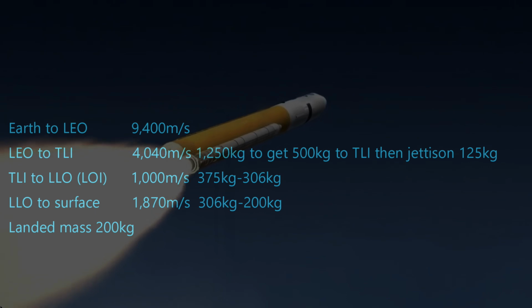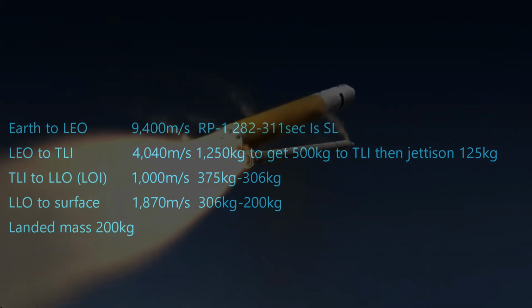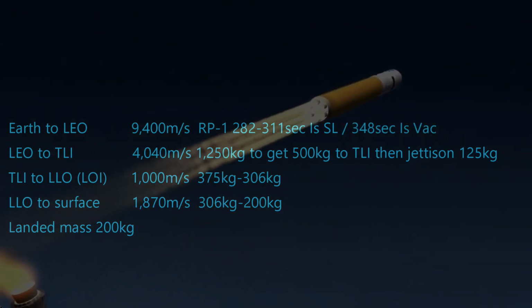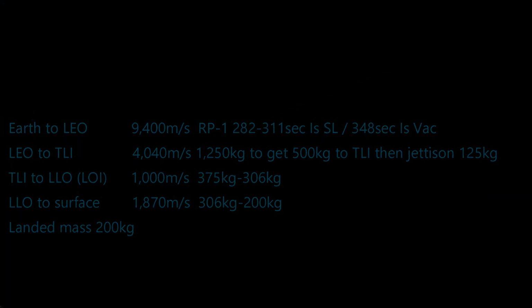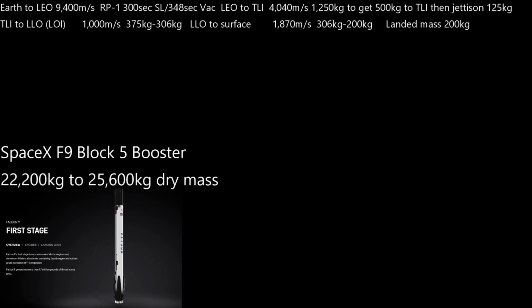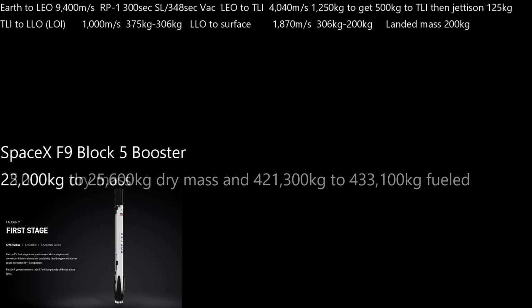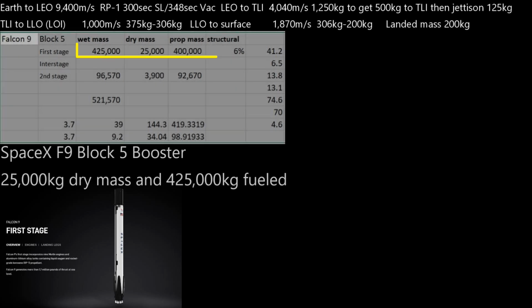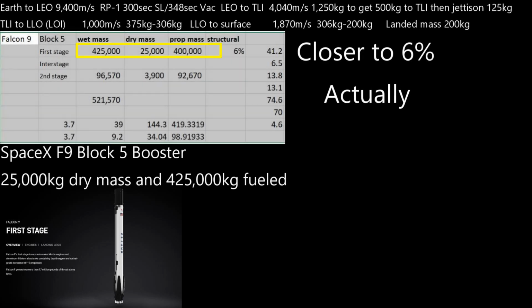If we use RP-1, we would have a specific impulse of about 282 to 311 seconds for the first stage, and about 348 seconds with a vacuum-optimized second-stage engine. We've seen numbers showing the dry mass of a Falcon 9 SpaceX Block 5 booster is between 22,200 and 25,600 kilograms, while the fueled mass of just the booster is between 421,300 and 433,100 kilograms. Let's go with 25,000 kilograms for the dry mass and 425,000 for the wet mass. That gives us a dry mass of almost exactly 5% of the total booster mass using RP-1.